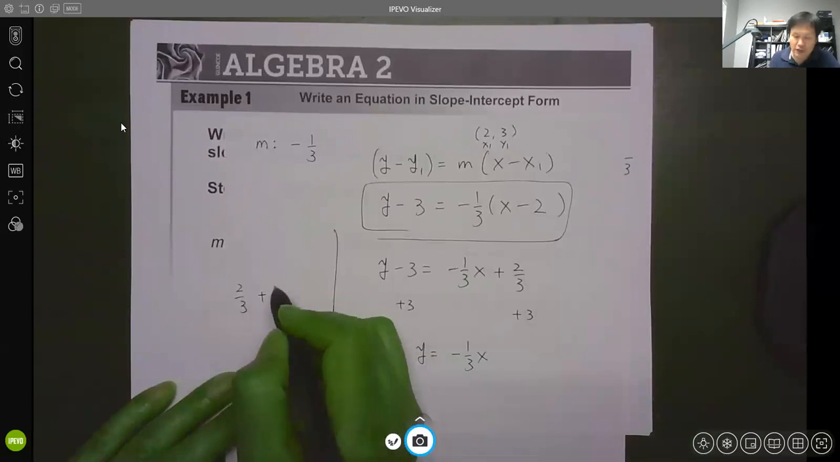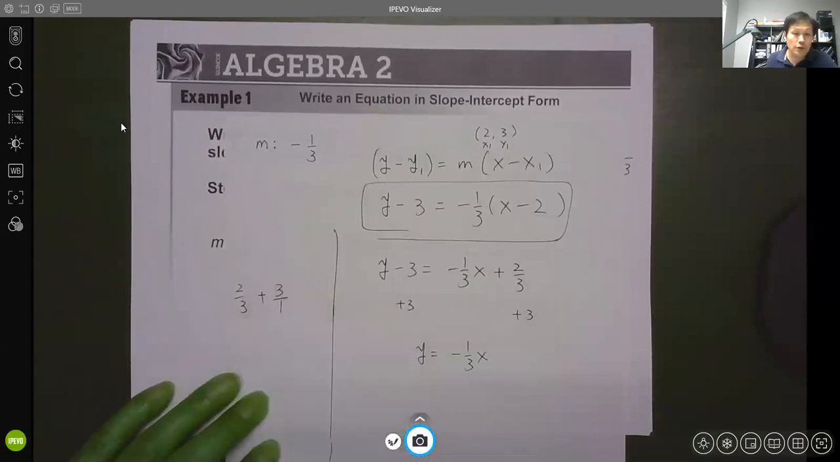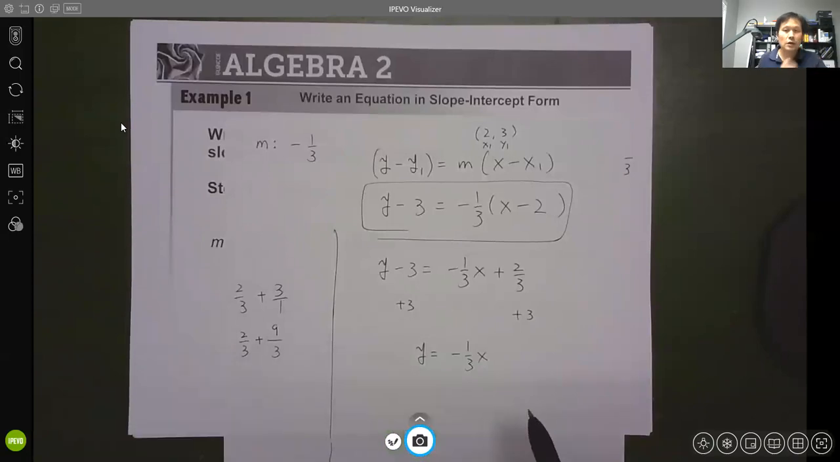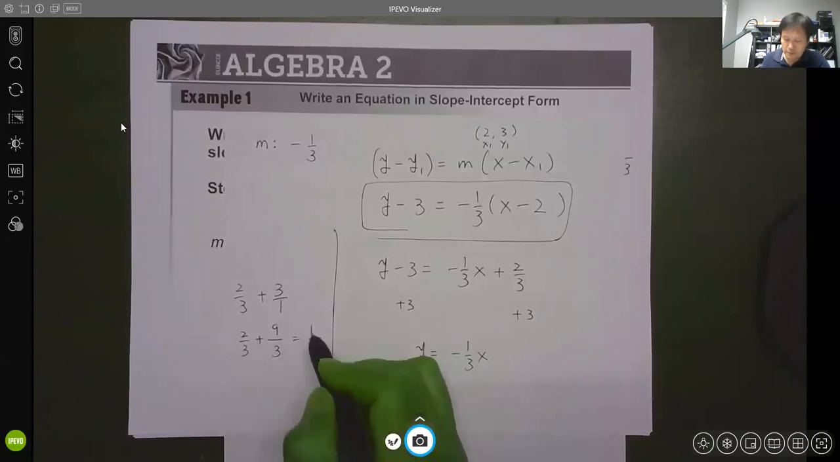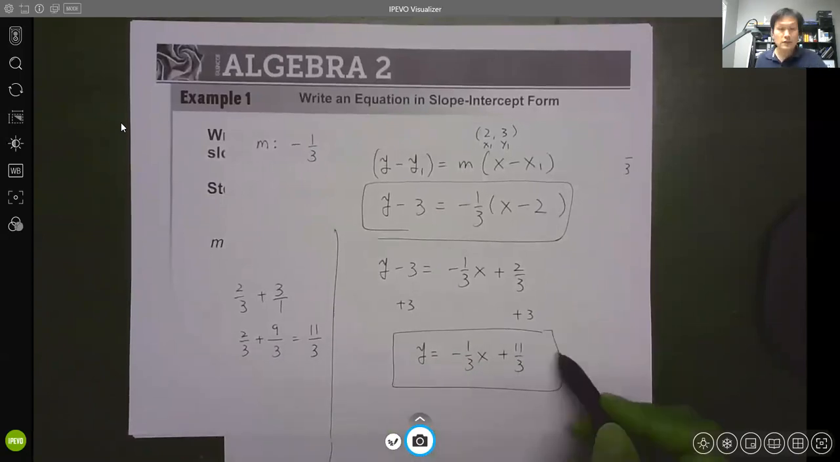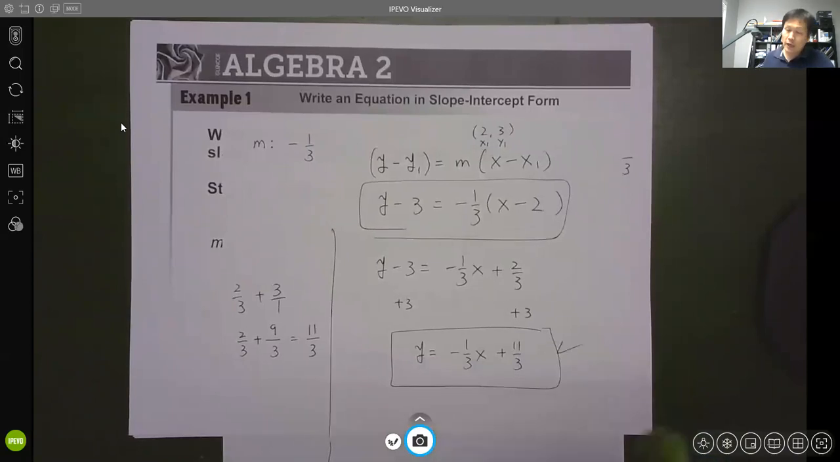2/3 plus 3. 3 is the same as 3 over 1. When you add fractions with different denominators, you have to make a common denominator. What can I multiply 1 by so that it becomes 3? You have to multiply by 3. So 3 times 3 becomes 9. The least common multiple of 3 and 1 was 3, that's why we chose 3 as a denominator. Then you get to add. So you got plus 11/3. Final answer. This is our answer. Yeah, that's what I would do.